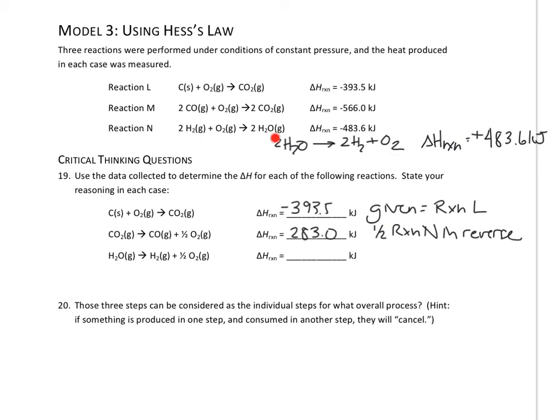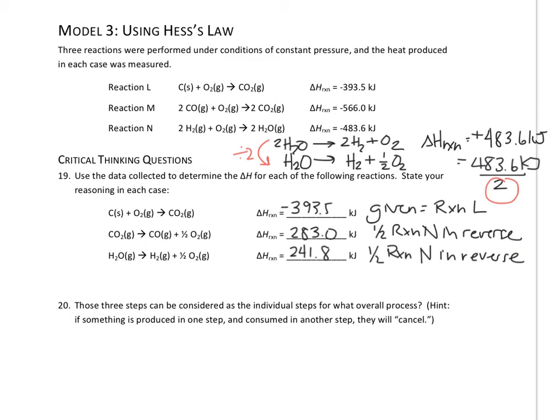But we don't want to do it on this scale. We want to do it on half the scale. So let's change that. Since going from here to here, we had to divide by 2, that also means we're going to have to divide the delta H of reaction by 2. And so what we fill in our answer to 19 is 241.8, which is really half of reaction N in reverse, which makes me realize that there is a problem in what I wrote above. This should be reaction M here.